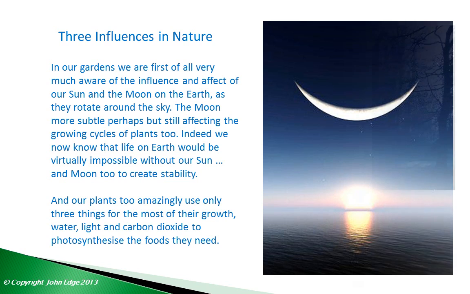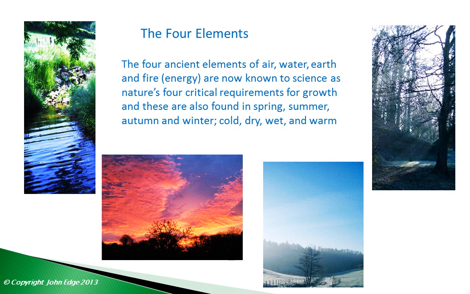And then there are four elements of the ancients, which is air, fire, water, and earth. Fire perhaps could be described best as energy, but they're now known to science to be critical requirements for growth, as we mentioned before. And these are also found in the cycles of growth, the cycles of the season of spring, summer, autumn, and winter. And you might also say cold, dry, wet, and warm. And in these cycles, it allows the plants to grow.